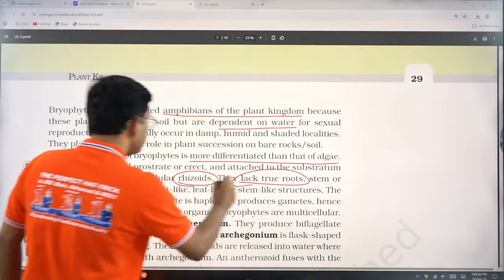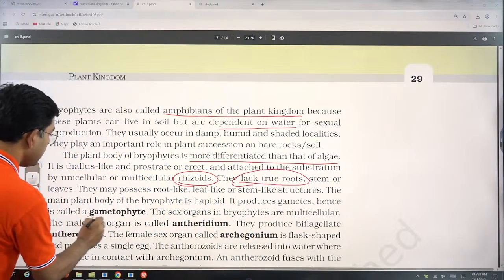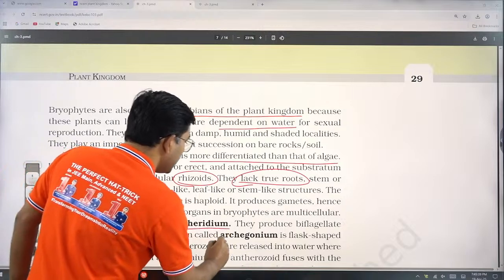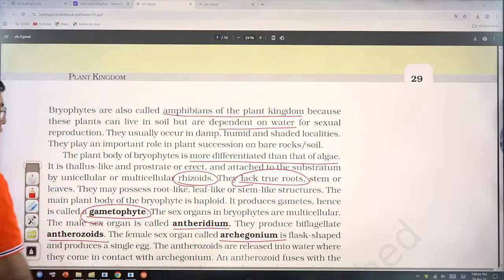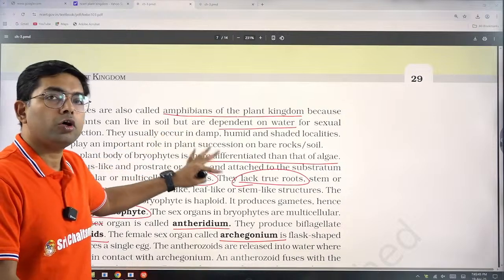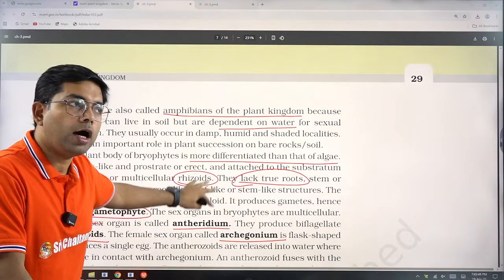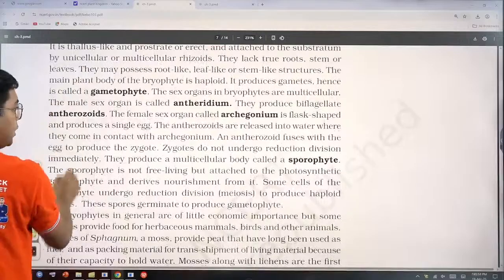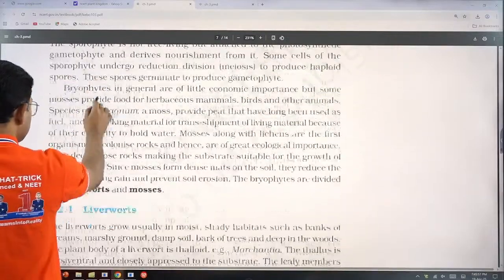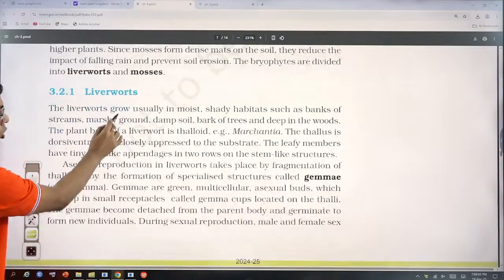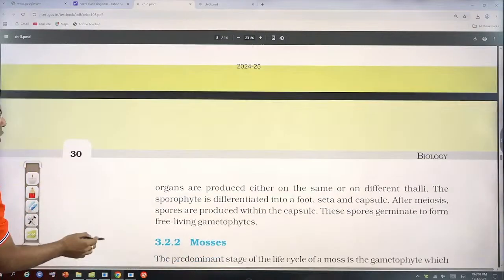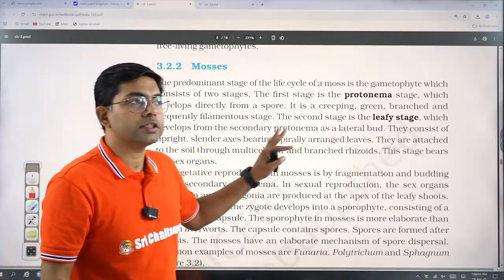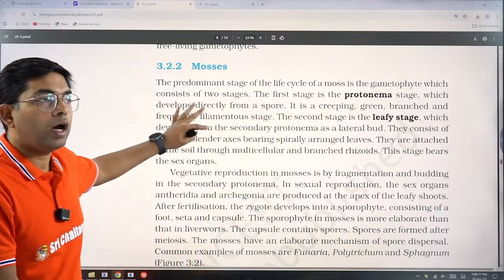They lack true roots, right? Here they have the gametophyte, which is the main plant body. They have antheridium, they have archegonium, they have antherozoids. So if you read all the points we have studied in the class, all are given here, and in this way only you have to cover NCERT. Further, if we move ahead, we will get the sporophyte also, then liverworts and mosses. All the characters of liverwort are given, all the characters of mosses are given, and then in the end you have to compare mosses and liverworts. So this is how you have to read.